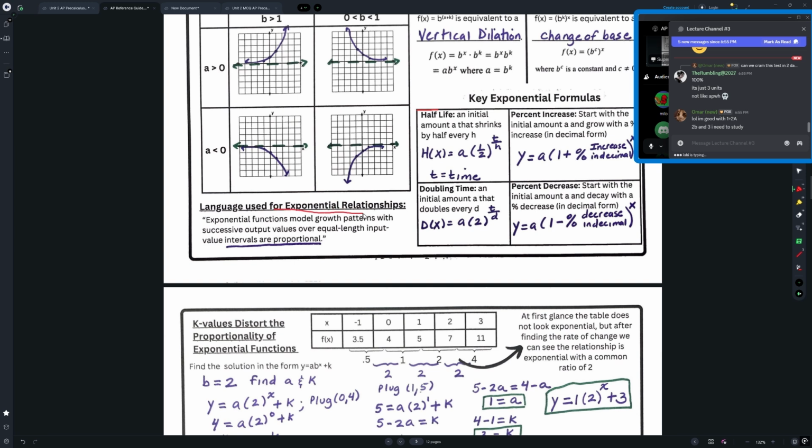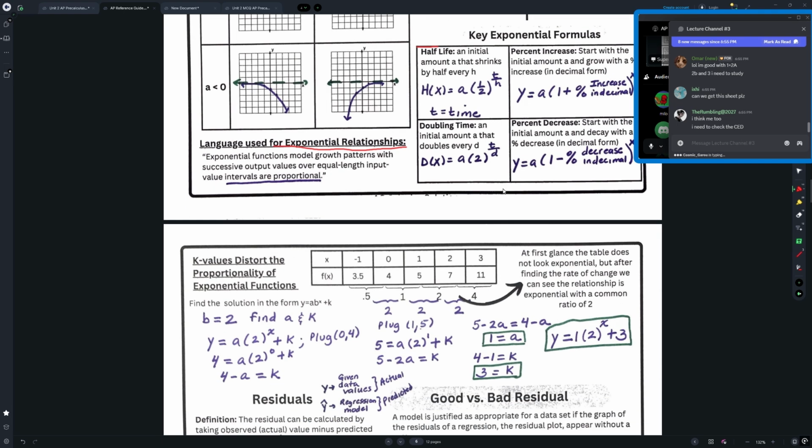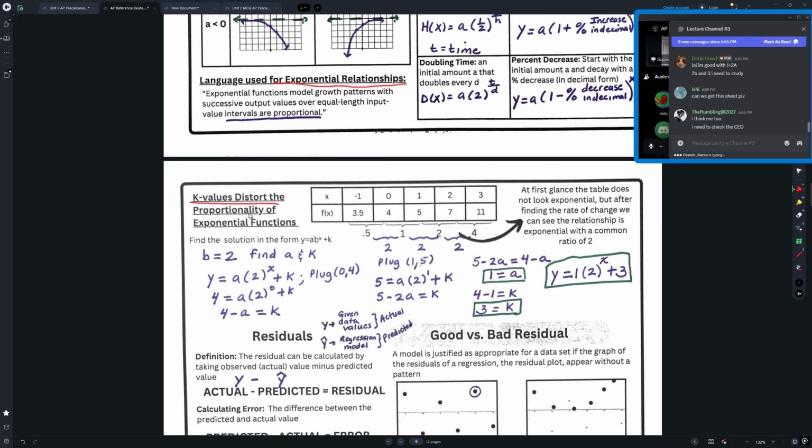Language used for exponential relationships. Exponential relationships model growth patterns with successive output values over equal length input intervals that are proportional. This sheet is in the AP Precalc pins. It's the most recent pin, and I got permission. So K values distort the proportionality of exponential functions.